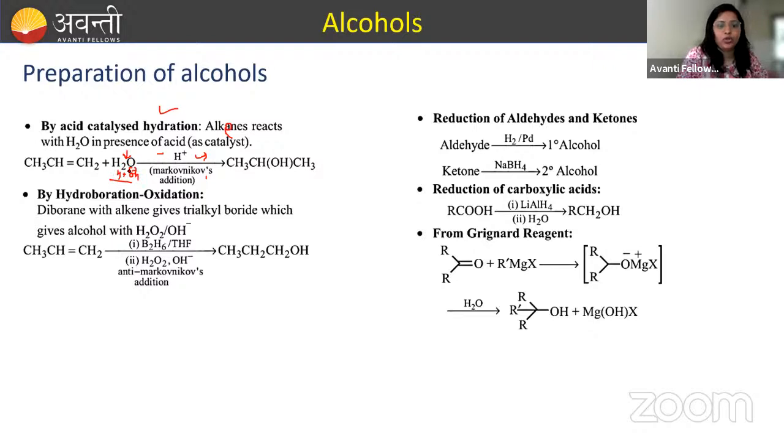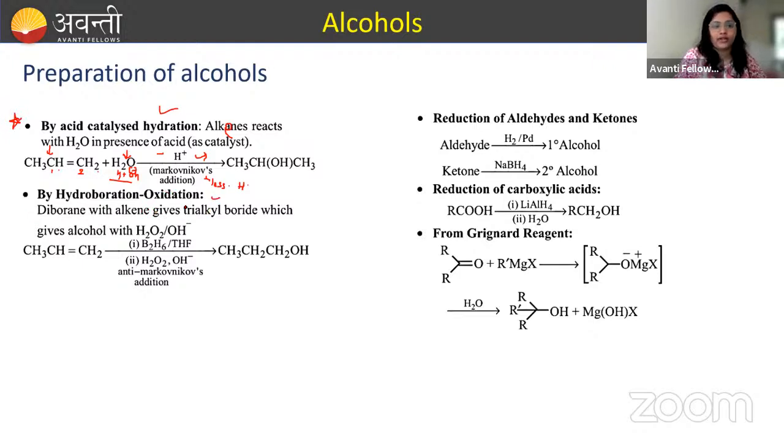The negative part goes to the carbon atom which contains less number of hydrogen. So that is our Markovnikov's rule. Here OH minus will go to that carbon atom. This carbon contains one hydrogen, this carbon contains two hydrogen. So that's why here the negative part is going to attach. This is a very, very important reaction. Please remember this.